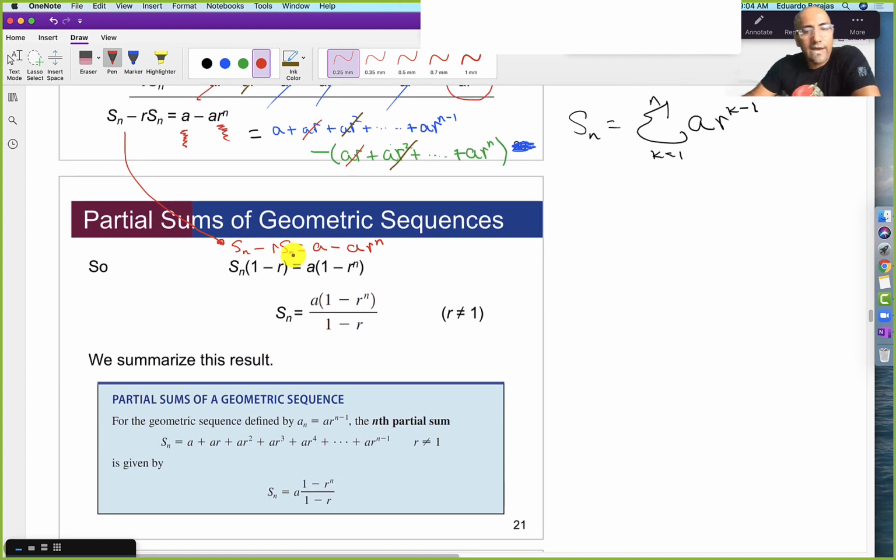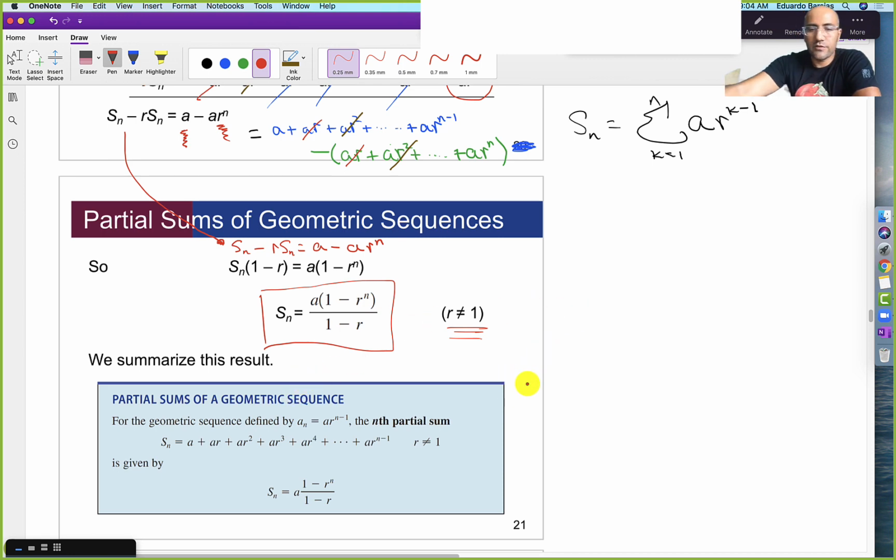Now if we factor out the s sub n, we end up with s of n times 1 minus r equals a times 1 minus r to the nth power, if we factor out that a. And then if we divide both sides by 1 minus r, we get to our final solution. This is the formula for the sum of the first n terms of a geometric sequence, as long as r does not equal 1, right? Because if r equals 1, then we're going to be accidentally dividing by 0, and we know that's not allowed.